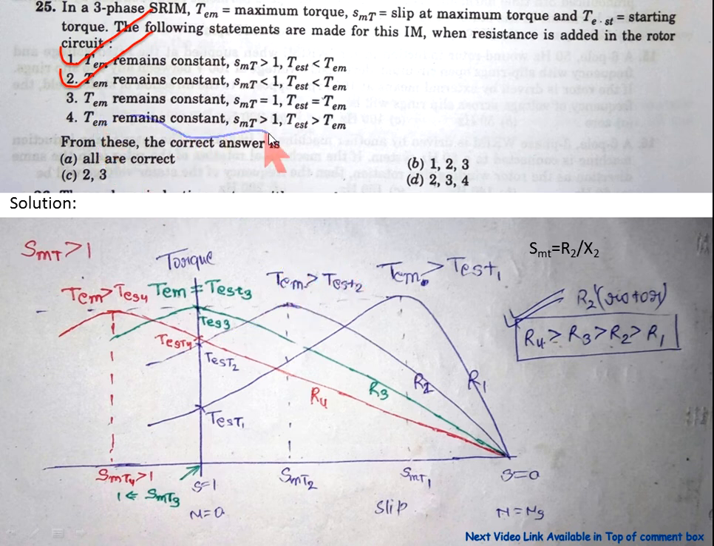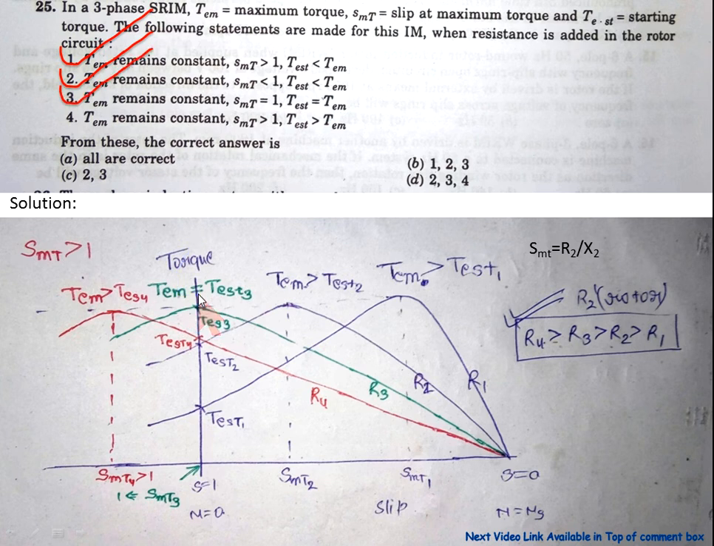Now come to statement number 3. The maximum torque remains constant. Yes, maximum torque remains constant at the slip where the slip at maximum torque is equal to 1. This is the slip. At this slip, the maximum torque and starting torque are both equal. So statement third is also correct.